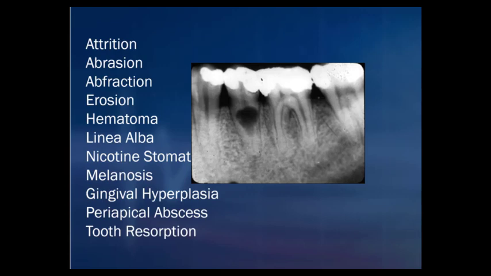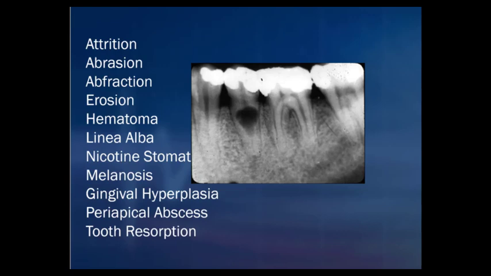Tooth resorption, we have internal resorption here, and it's often difficult to identify a cause for internal resorption, but external resorption is usually from excessive force or pressure or inflammation. The treatment for internal resorption would be that we could do a root canal and remove the inflammatory factors that are inside that pulp.